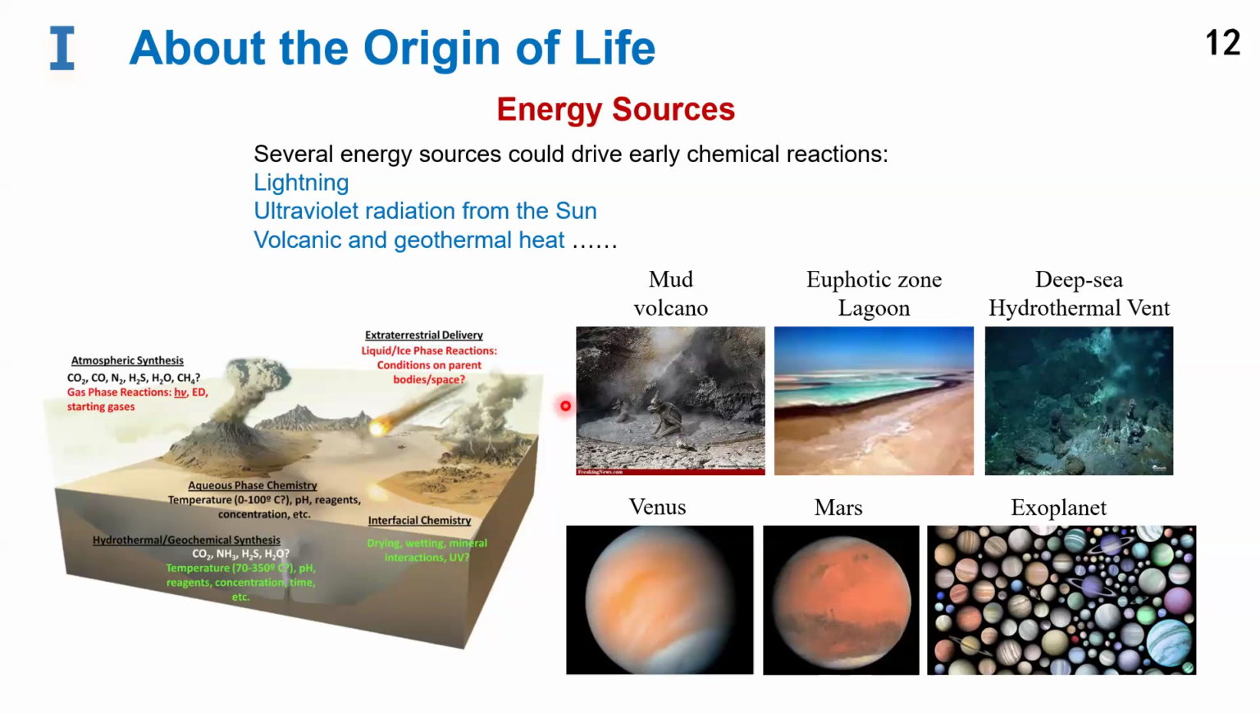Ultraviolet light from the young sun also played a major role, since there was no ozone layer to block high-energy light. And deeper within the planet, volcanic and geothermal heat powered chemical reactions around hydrothermal systems. Together, these energy sources created a highly dynamic and reactive environment, one where basic molecules could assemble, transform, and eventually give rise to more complex organic chemistry.